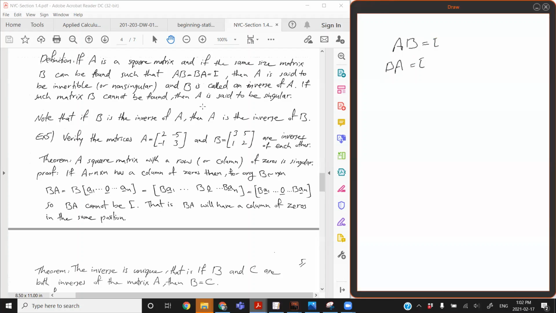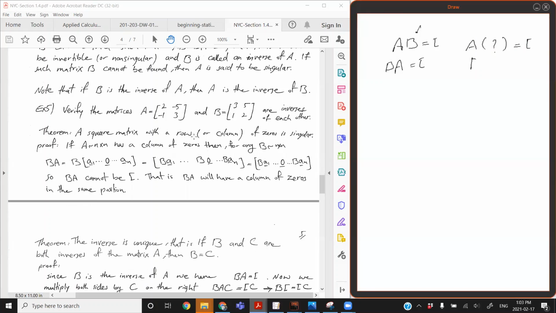So if such a matrix B exists, you would say that A is invertible, and then B is the inverse of A. And because this definition is perfectly symmetric, you can also say that A is the inverse of B. So generally A and B would be inverses of each other. And if such a matrix B does not exist, if it is impossible for us to find a matrix so that when you multiply by A you get I, then we would say that A is singular.